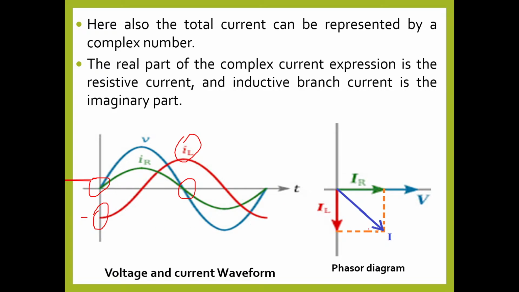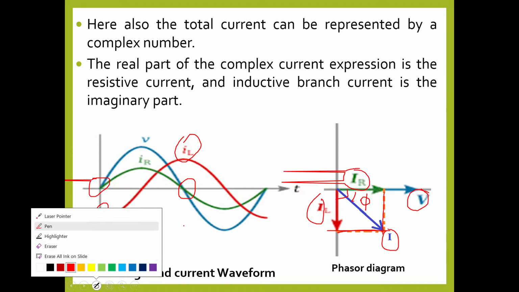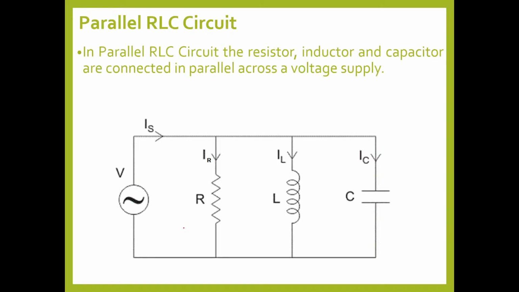In the phasor diagram, V and IR are in phase, whereas IL is lagging V by an angle of, actually a pure inductor will lag by an angle of 90. Draw a dotted line from IL, draw a dotted line from IR, and you will get I. So V and I are having a phase angle difference of phi. I is lagging V by some angle phi.